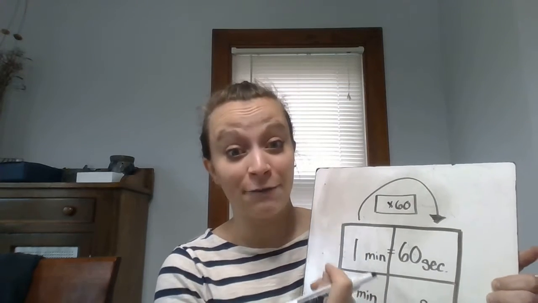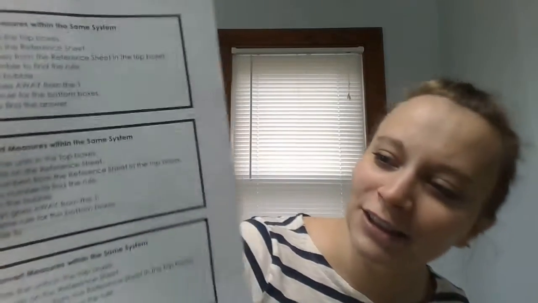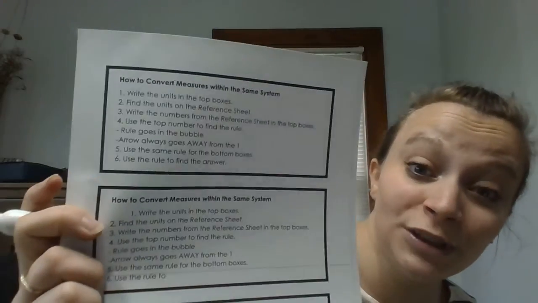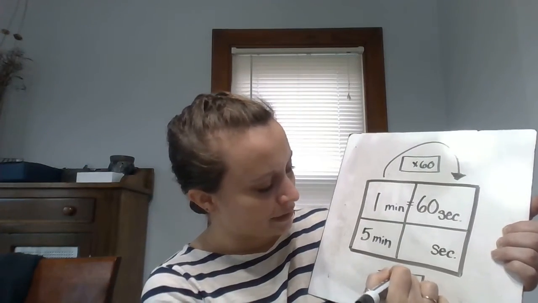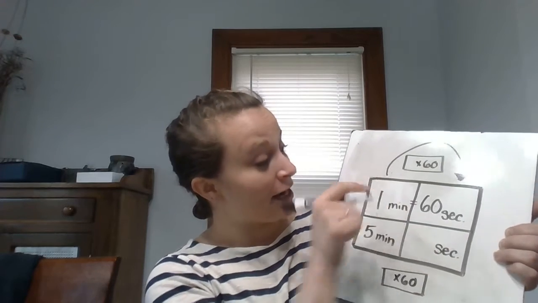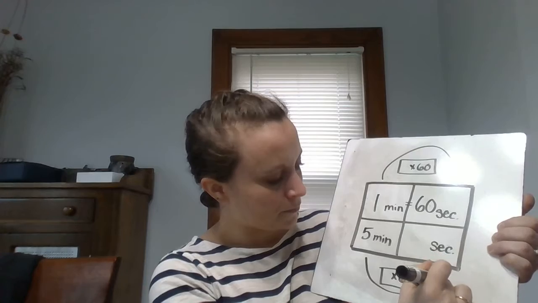Sometimes your arrow is going to have to go backwards if your 1's over here, and I'll show you one like that next. So let's look at the next rule, rule 5. Use the same rule for the bottom box. Same rule, same arrow. So my rule is going to be times 60. My arrow goes towards the right. And rule 6 says use the rule to find the answer.